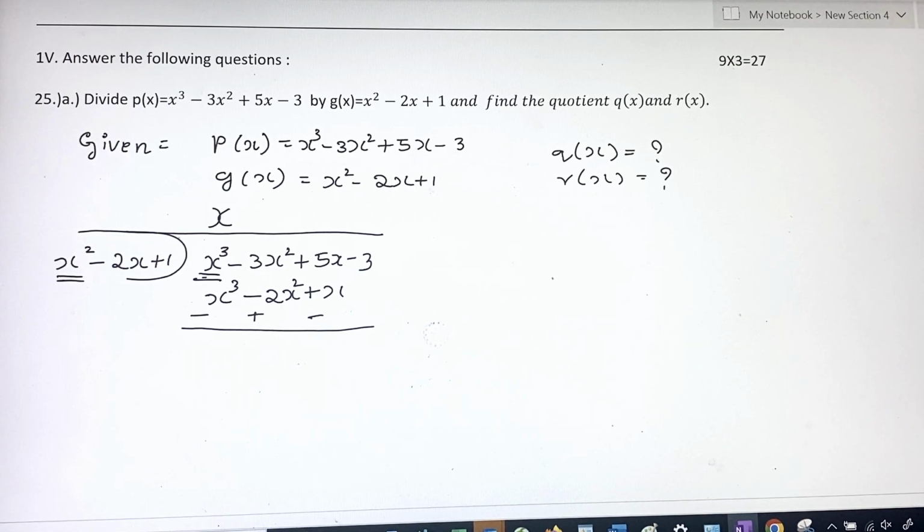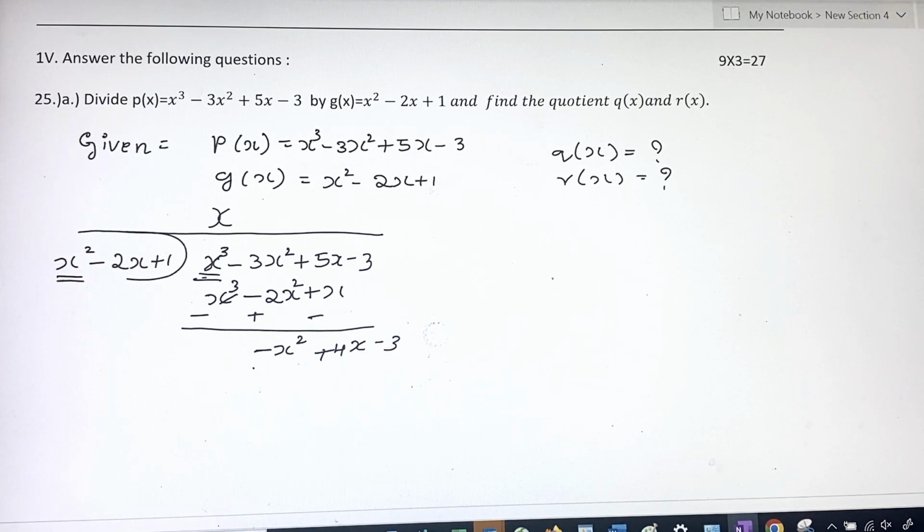Okay, so x cube and x cube got cancelled, plus and minus is 0. Minus 3x square and plus 2x square is nothing but minus x square, because the bigger number's sign is minus. Then 5x minus x is nothing but plus 4x, because the bigger sign is plus, and minus 3. Okay, now this is the equation.